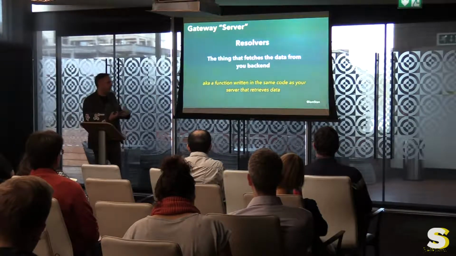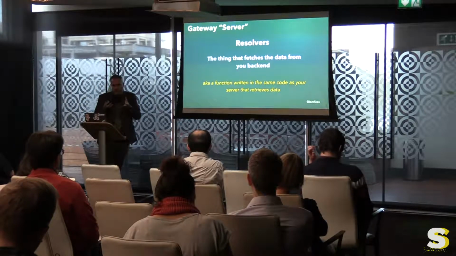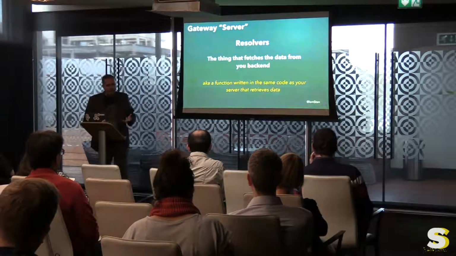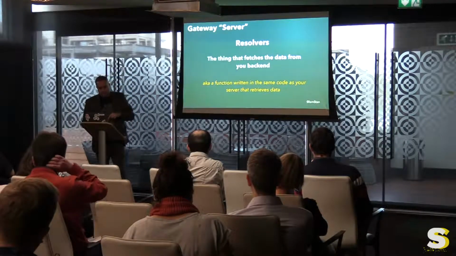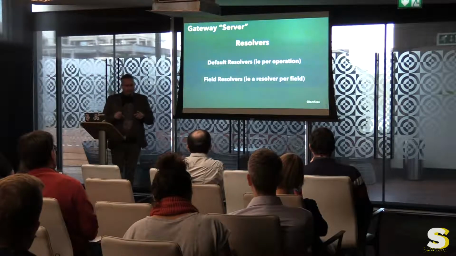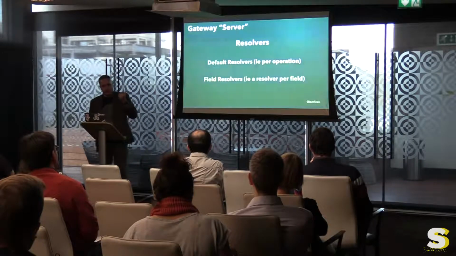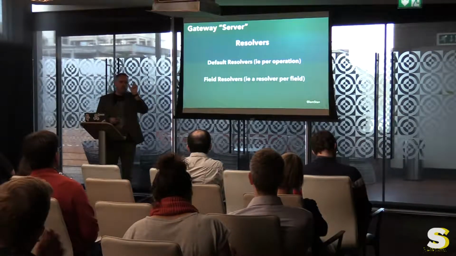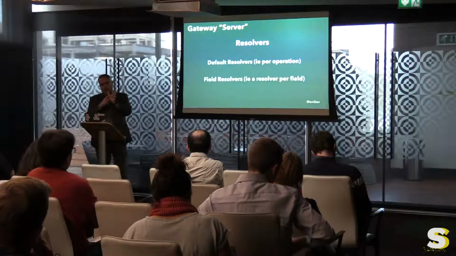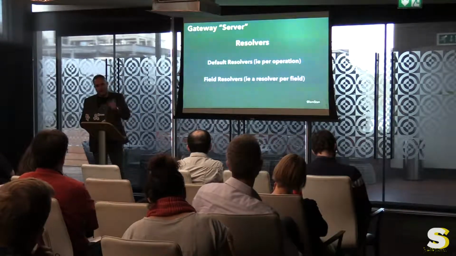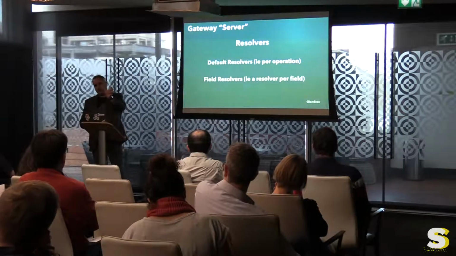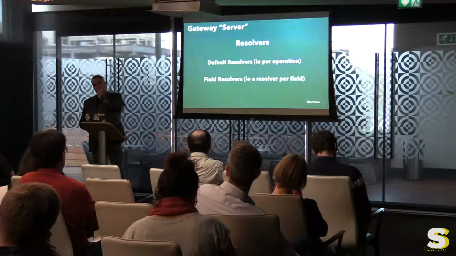So that function is literally a function written in code as your GraphQL server, and that will retrieve your data. You get two types of resolvers. You get a default resolver. If you've got an operation like a query operation or a mutation operation, you can have one resolver per query, mutation, or subscription. So that's a one-to-one relationship between the name of that query and that resolver.